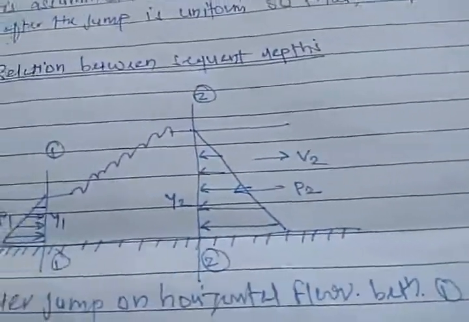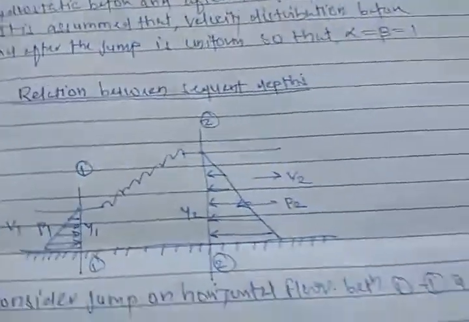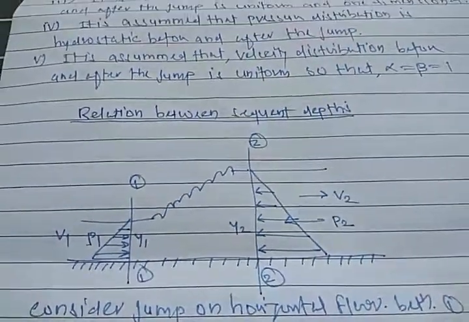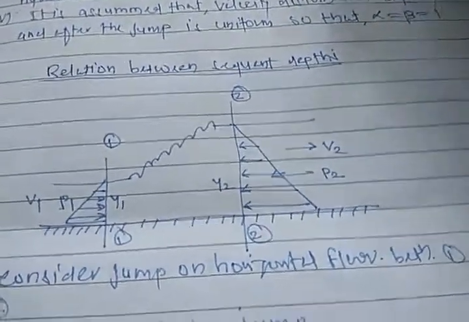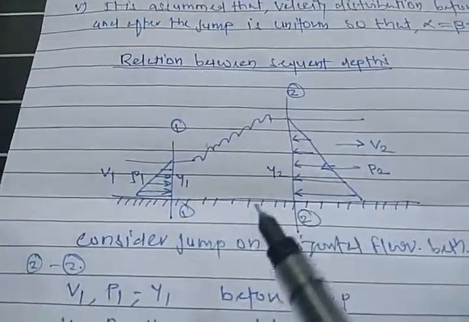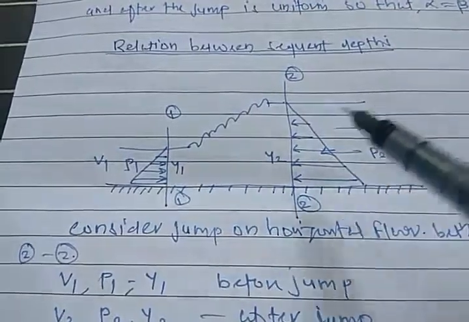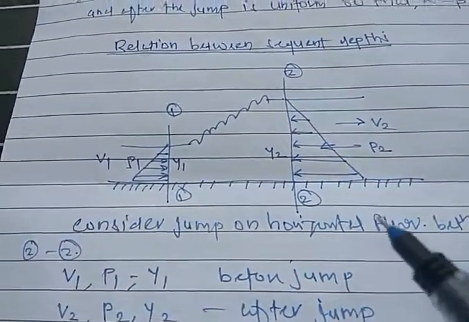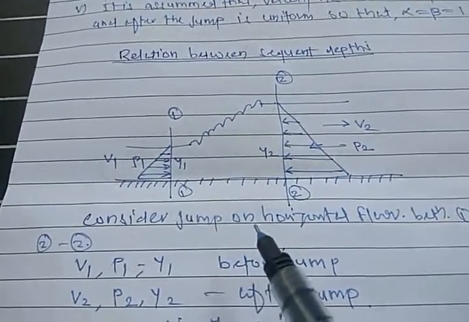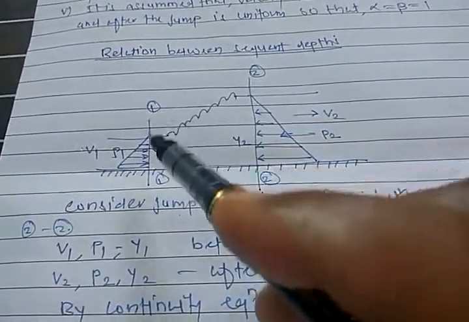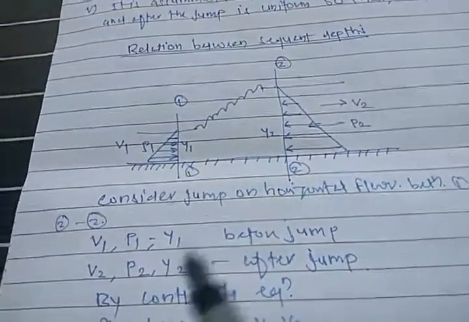Okay, so here we will see the relation between sequent depths. In the last video it was left halfway, but here we will complete it. So supercritical side, subcritical side, the flow takes place from left towards right hand side. So consider a jump on a horizontal floor between sections 1-1 and 2-2. So this is section 1-1, section 2-2.